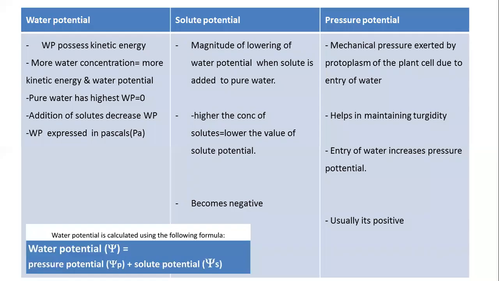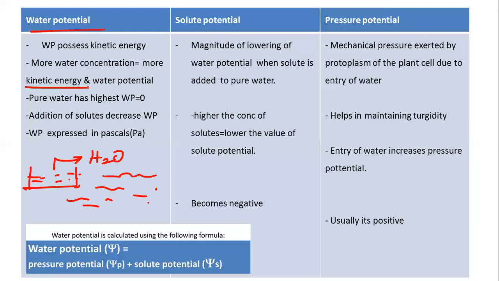Next we are going to talk about water potential, solute potential, and pressure potential. Let me first explain water potential in a shorter way. Let's say we have pure water. Now there is only the presence of water molecules. These water molecules will not be stable; they keep on moving from one place to another, and due to that movement they create kinetic energy.